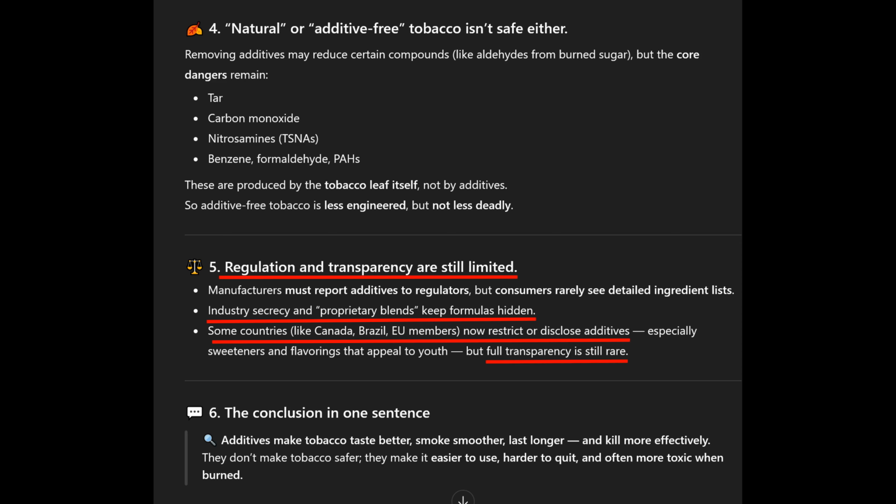But anyway, full transparency is still rare, and I think that's not a good thing. I think people should be aware of what they are consuming. But anyway, let's get further.